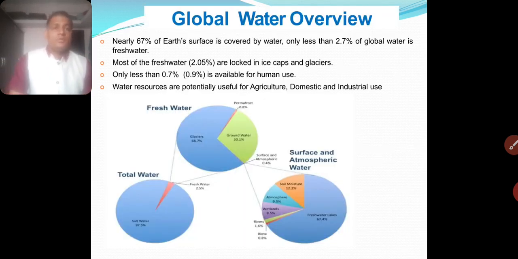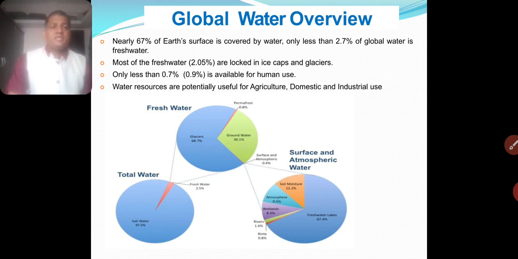If you look at the global water overview, as I think everybody knows, we have 67% coverage of the earth by water, and nearly 97% of water is in the form of saline water or marine water, which is not useful. But now the scientists and researchers are working on that water also. They are converting it into fresh water, usable for drinking as well as for industrial purposes.